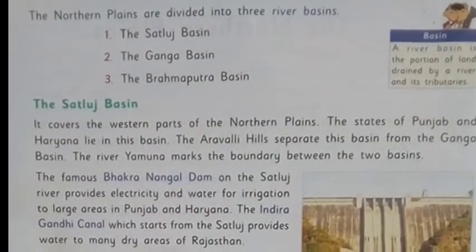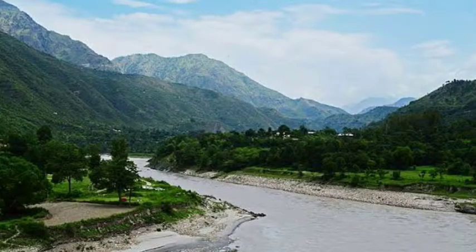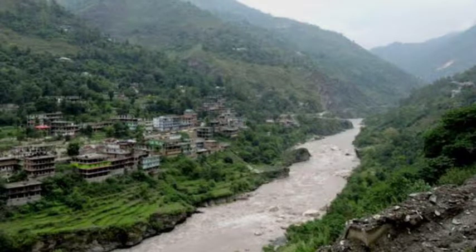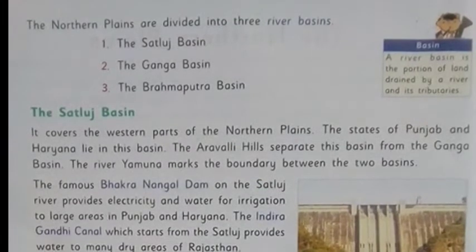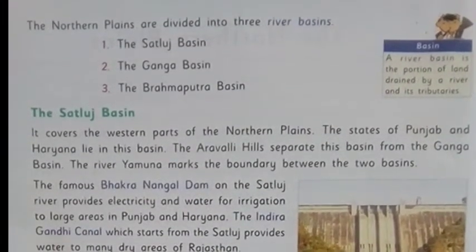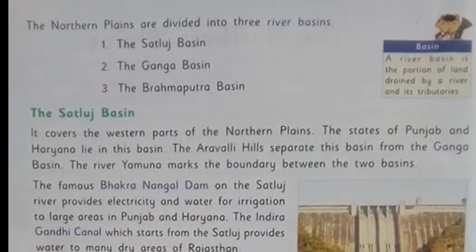Now, the Satluj Basin covers the western parts of the northern plains, and some states lie in this basin. They are Haryana and Punjab. And the Aravalli Hills separate this basin from the Ganga Basin. The river Yamuna marks the boundary between the two basins.